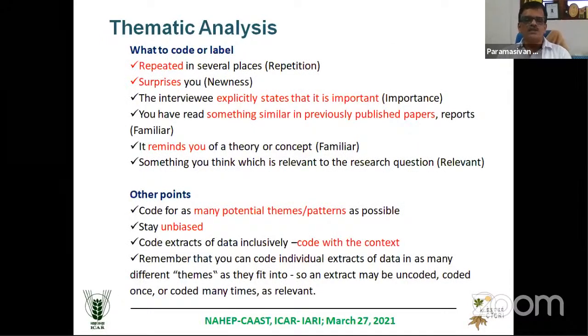And other points: for a code, many potential themes or patterns are possible, and you have to stay unbiased, and you have to extract the code with the context. Please remember, the code has to be extracted based on the context. That means that you have to read three or four sentences together. Then from there, you have to identify the appropriate code.